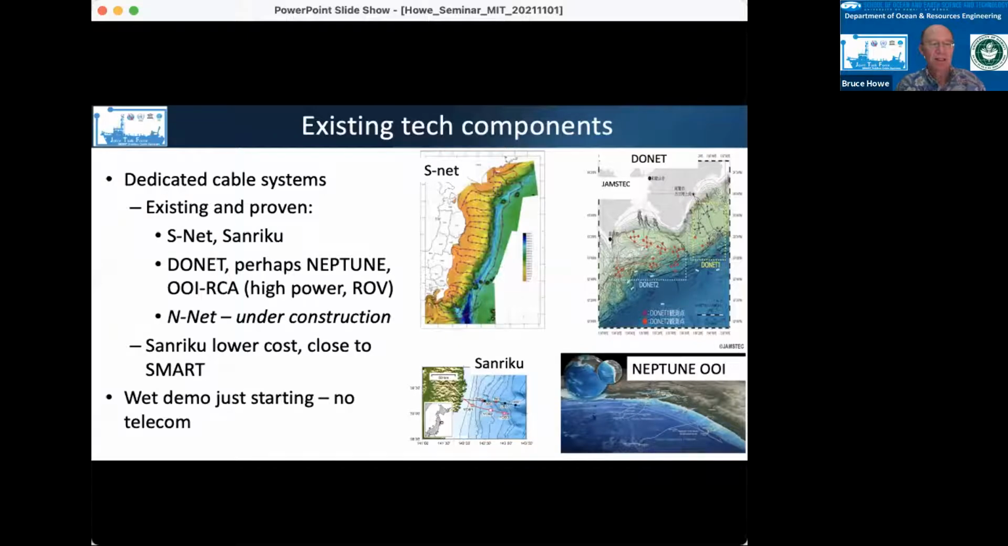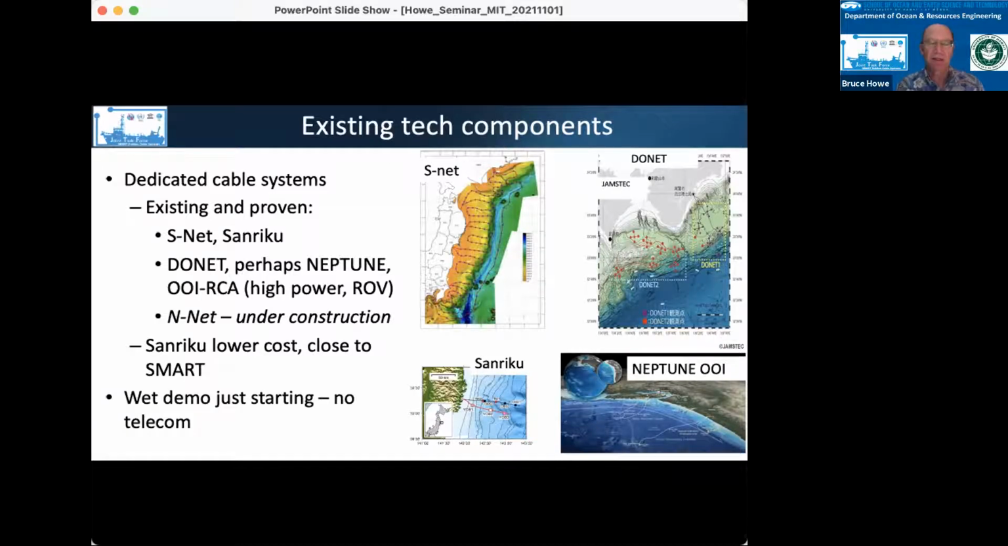So the latter can provide more power, quite a bit of power, but they also need remotely operated vehicles, which are quite expensive to operate. The Japanese are presently installing yet another system off their coast to the southwest of DONET to cover more of the Nankai Trough, called NNET.